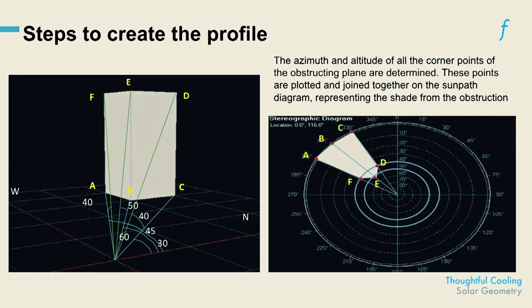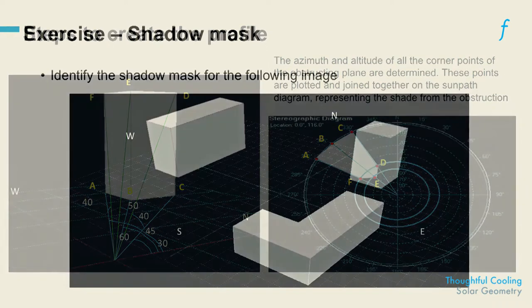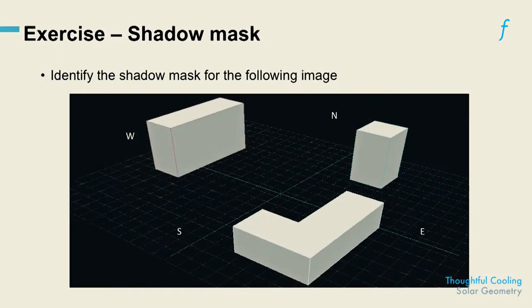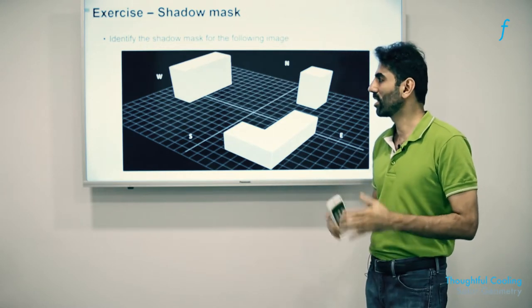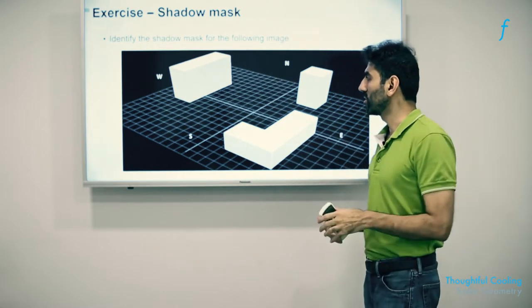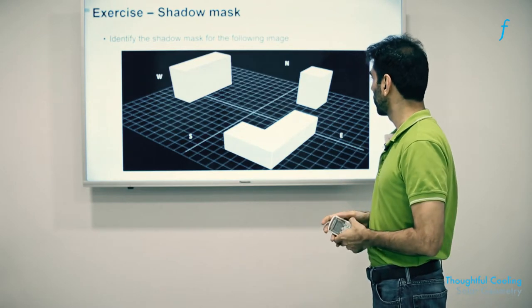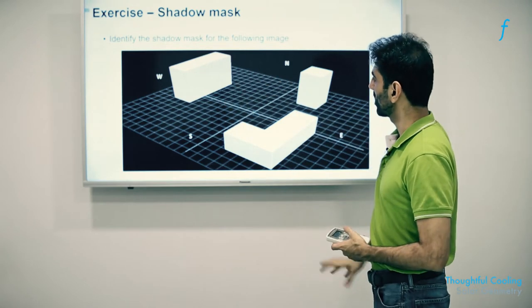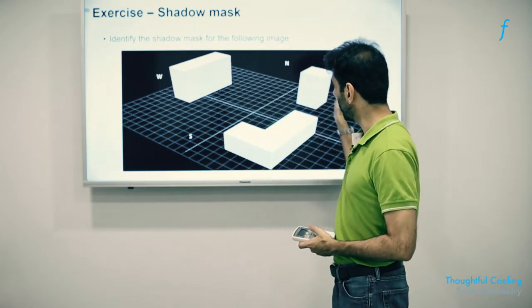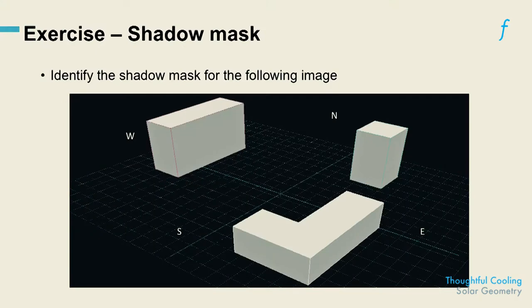So that is C, D, E, F, and A as represented by this three-dimensional building in a two-dimensional plane. All right, a simple exercise one could do to see if this idea has immersed itself in the consciousness of the person is to look at a configuration of objects like this. The center point is your site. These are neighboring buildings. Can one very intuitively imagine what the shadow mask diagram for something like this would be?